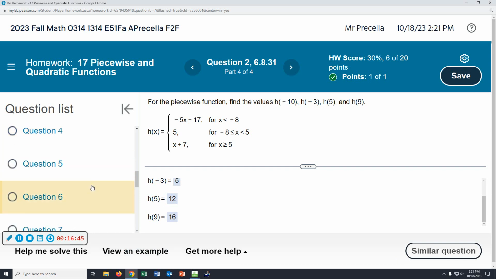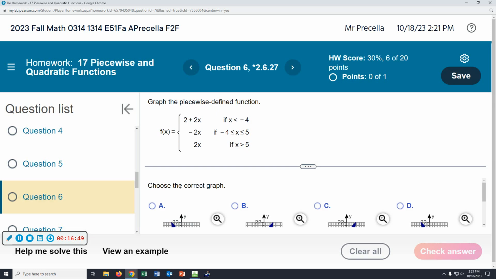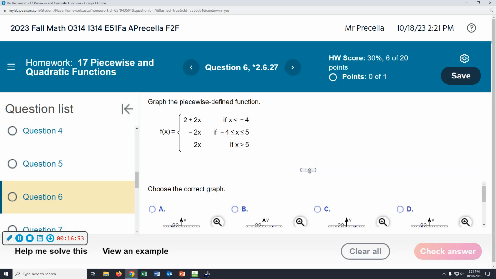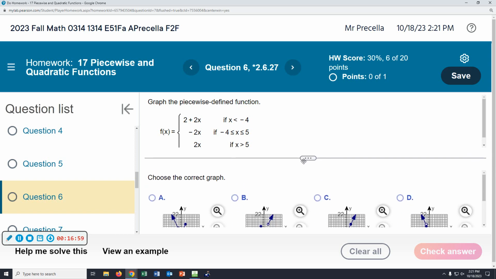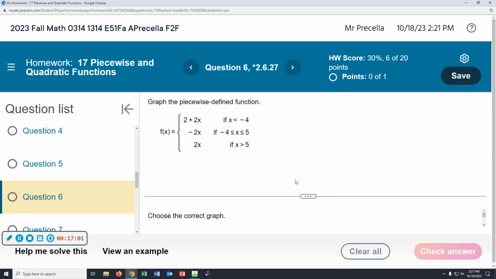Okay, graphing piecewise functions. Number 6. Oh, good. I like the way you can't see the multiple choice there. I wondered why they did that.